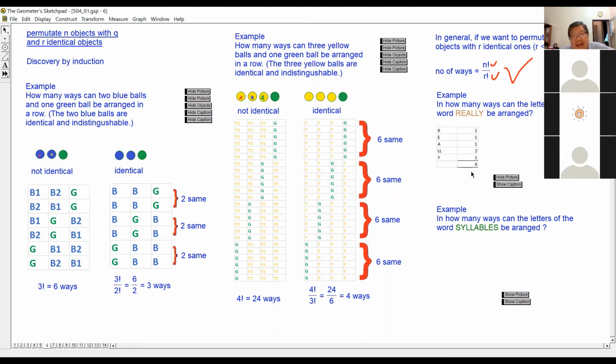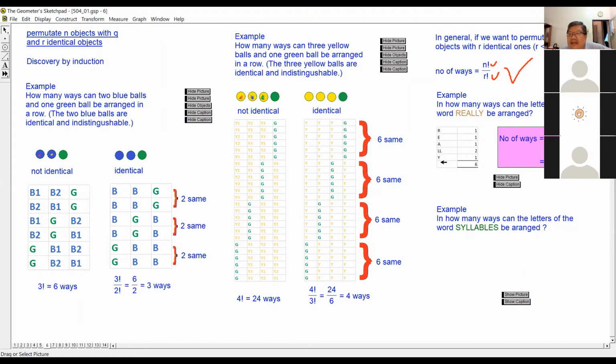How many identical ones? 2 identical ones. So what is the answer? Can you tell me? 6 over 4? 6 factorial over... I cannot hear. Very sorry, because there is an echo there.